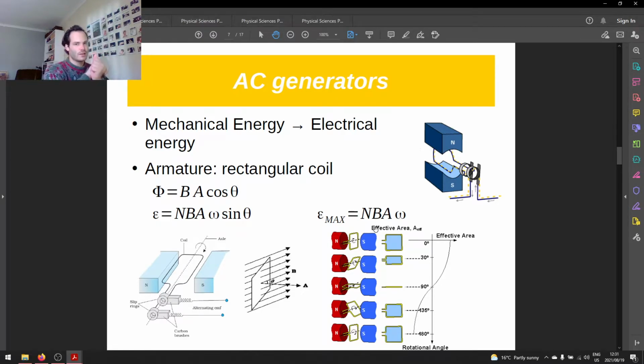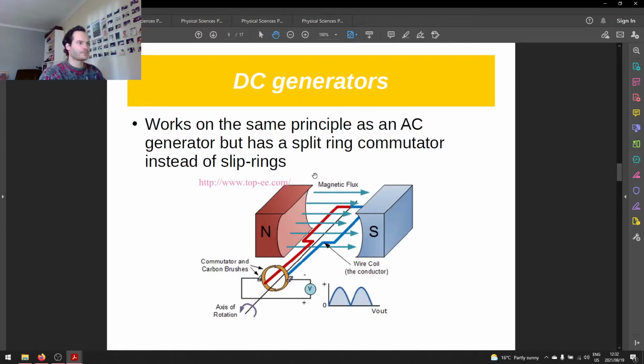You can increase the number of coils. You can use a stronger magnet, so to have a stronger magnetic field. You can use a larger area of the coil, so you use a bigger coil that's got a larger enclosed area. And then the last one, ω, that's the angular velocity. That's how quickly you spin the generator. So obviously the faster you spin the generator, the greater your EMF is going to be. All right, so your EMF is like your voltage. That's the amount of energy per unit charge that is produced by your generator.